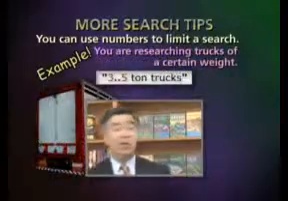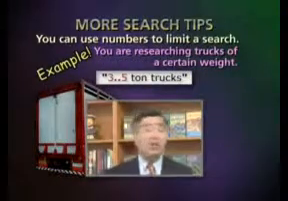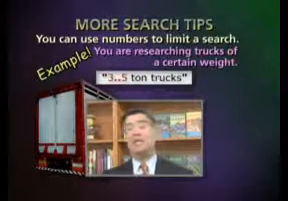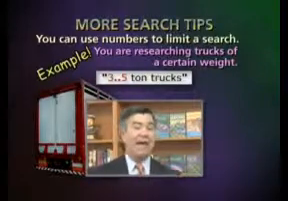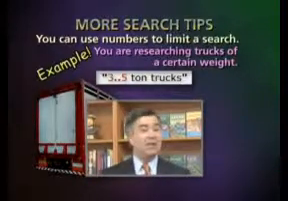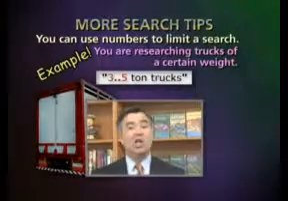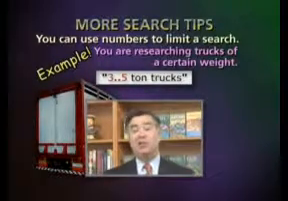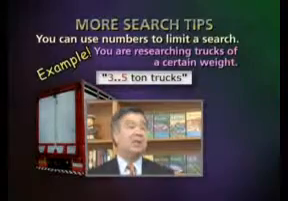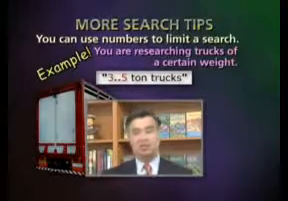Let's say you were researching trucks of a certain weight. You could actually put in the numbers representing the weight, the number of pounds that you're looking for, separate them by 2 dots, and you would only get trucks that are in that particular weight class. So numbers can be a great way to limit a search.